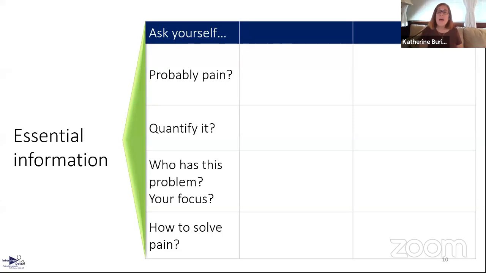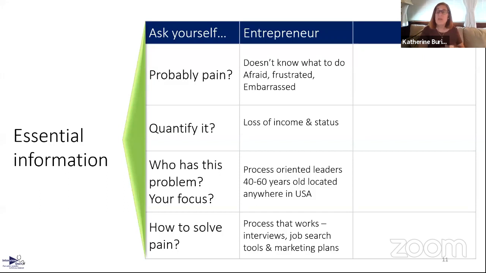So for the other 2 columns, I've created an example. If I am an entrepreneur and a business person, this is what I have established as my behind-the-scenes logic, the essential information that I use. The probable pain of my target customers is that they don't know what to do about job search. They might be afraid, frustrated, and embarrassed. When we quantify it, they have a loss of income and status.